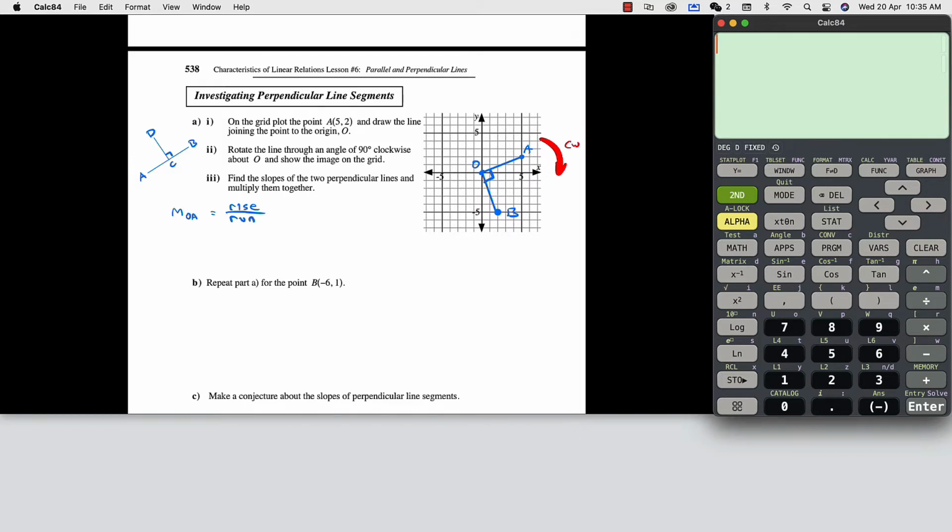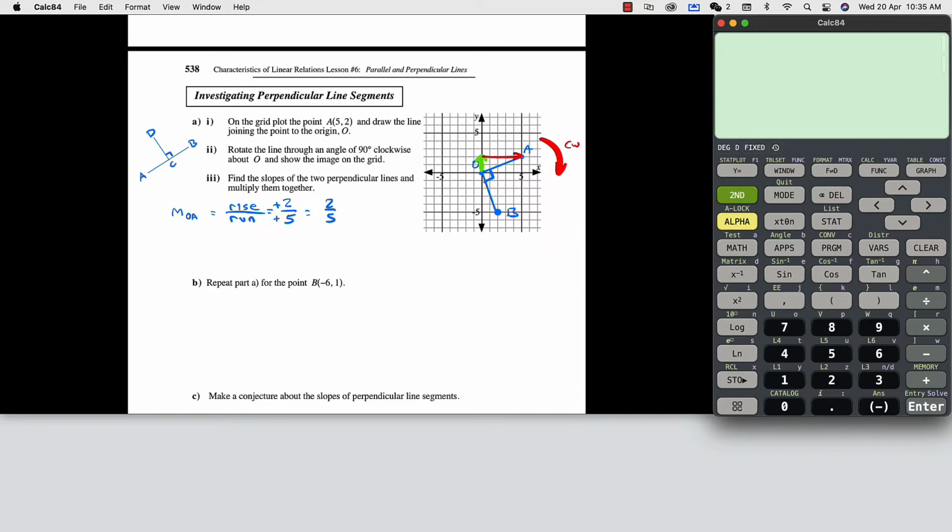Because we're on a grid and there's not too many lines, it's easy to count this. So first of all, I'm going up. How far did I go up? Well, 2 units. And how far to the right did I go? 1, 2, 3, 4, 5. So this one has a rise of 2, and to the right 5. Going up is positive, going to the right is positive. So that is just going to be a slope of 2 over 5.